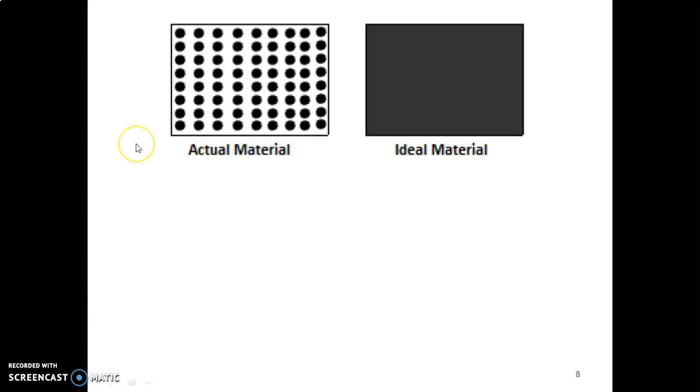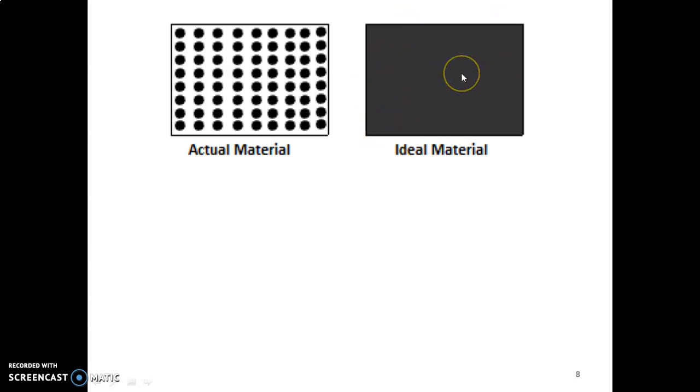So we can distinguish between these two cases by the help of some diagrams. The actual material is shown here. The molecules are arranged in a systematic and regular manner, so that there will be gaps between them. But an ideal material is not realistic.